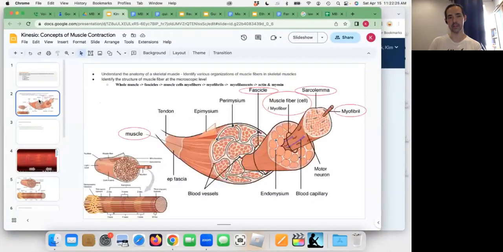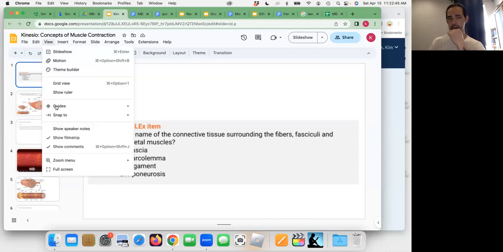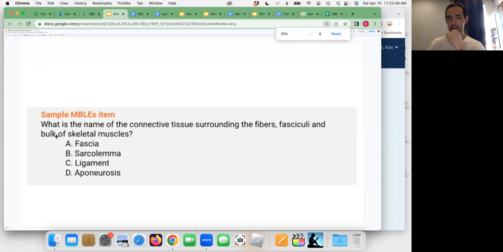So let's start then. Here's a sample MBLEx question that is an example of not a good question. I just wanted to point this out to you. It's not essential that we solve the mystery, but I do think that it's good to know what you might be getting into.